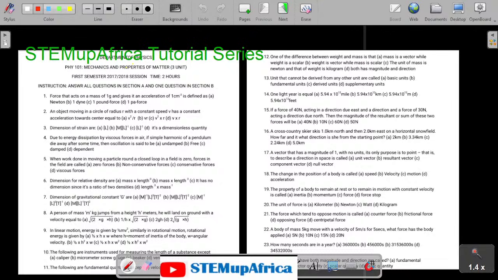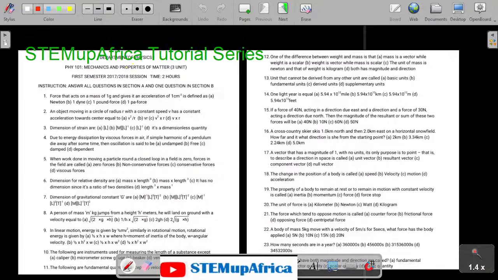So let's see what question 15 says. It says if a force of 40 Newton is acting in the direction of due east and 30 Newton is acting due north, then the magnitude of the horizontal force, or the sum of the two forces, will be what?